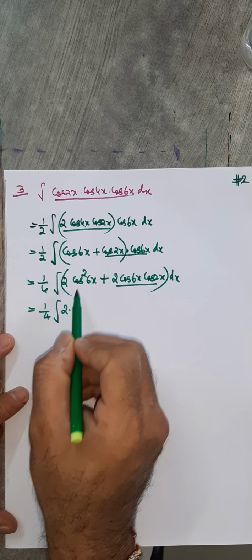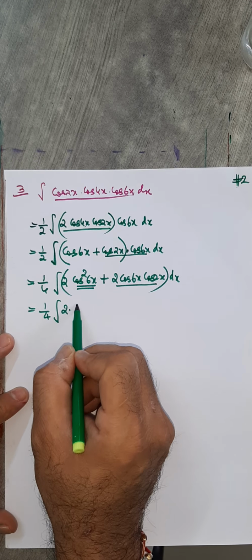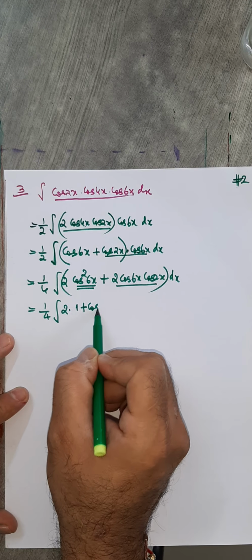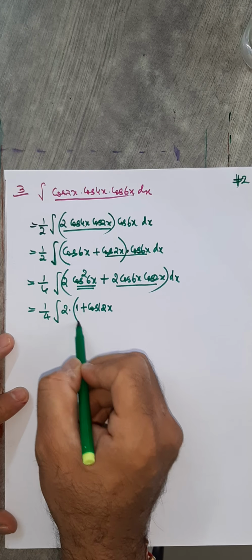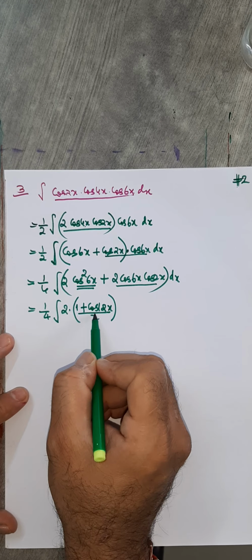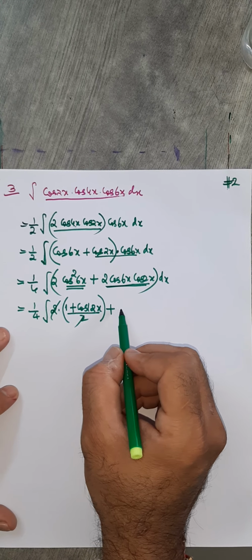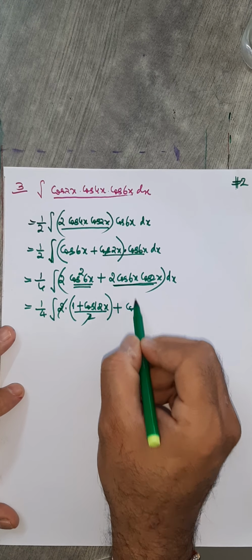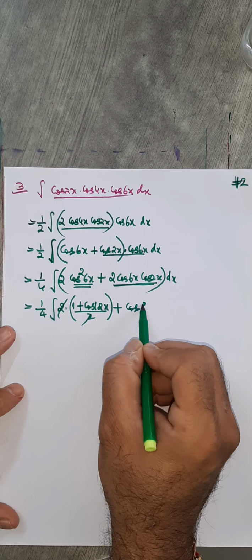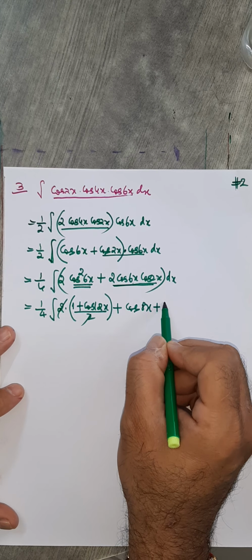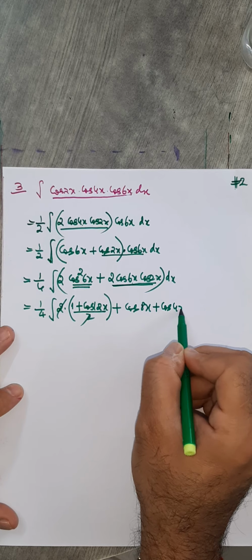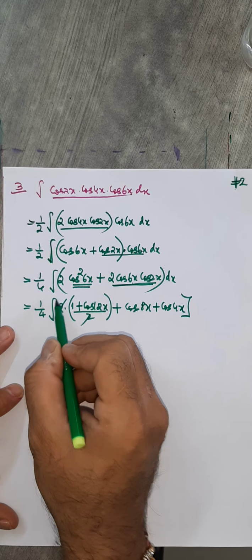So 2 as it is. What is cos squared 6x? 1 plus cosine 12x by 2. So this 2 will go away, plus now 2cc. What is 2cc? It is c plus c. So cosine 6 plus 2, 8, plus cosine 6 minus 2, which is 4, the whole dx.